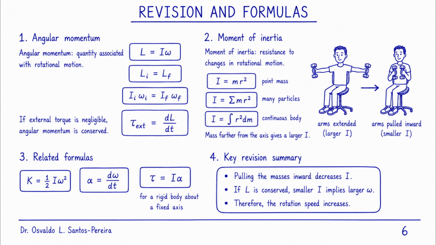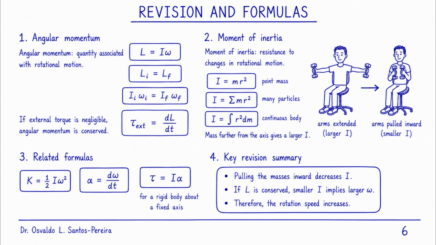Let us finish with a concise review of the main ideas. Angular momentum is the quantity that describes rotational motion. For a rigid system rotating about a fixed axis, it depends on two factors: the moment of inertia and the angular velocity. When the external torque is negligible, angular momentum is conserved. This means that its initial value must be equal to its final value. Therefore, any decrease in the moment of inertia must be compensated by an increase in angular velocity.